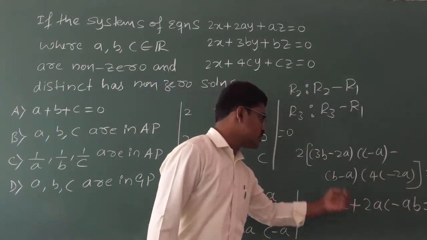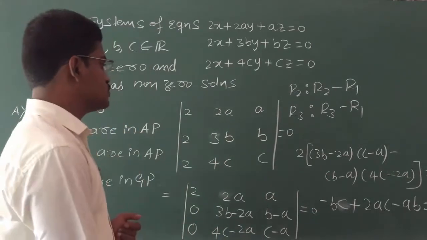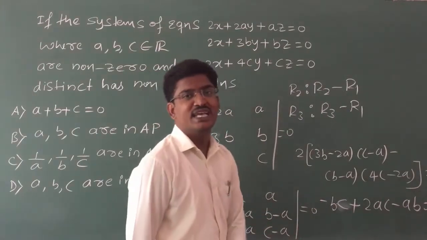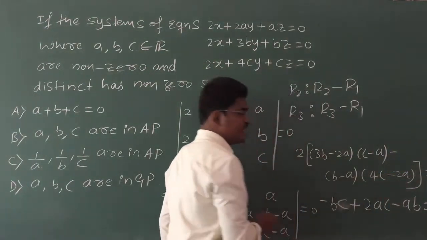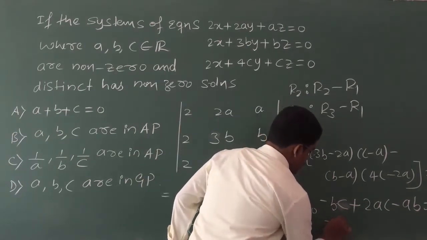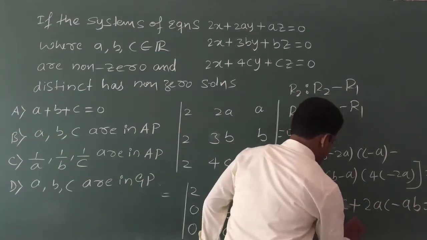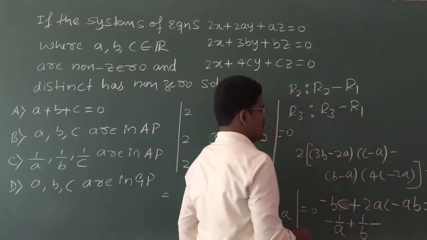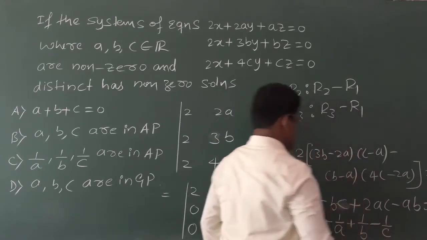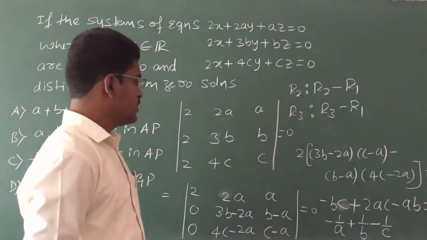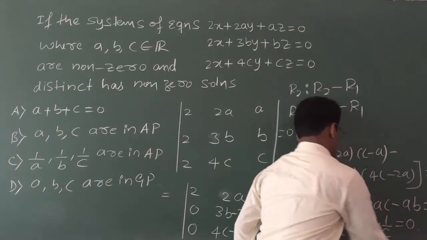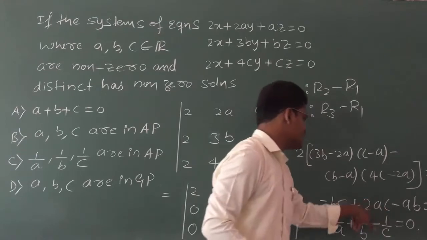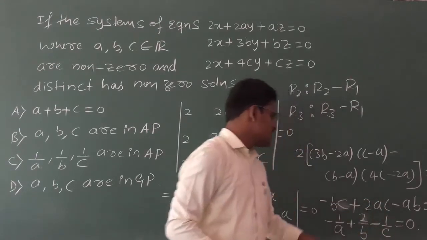Clear? So here you have bc, ac and ab. I will divide the complete equation by abc. If I completely divide by abc, what you are going to have is 1 by a plus 1 by c minus 2 by b equal to 0. The 2 is as it is, because dividing by abc, ac will be cancelled and it will be b.